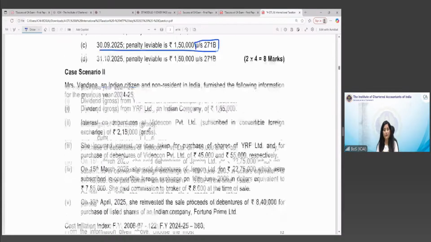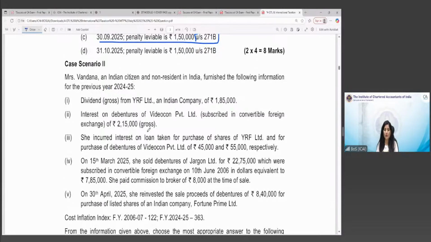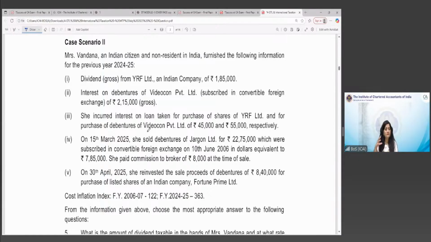Next case scenario pertains to non-resident taxation. Basically non-resident taxation, very general case scenario, and it's very easy. I think you have studied it, and it can be seen that you have gone through your things and you have done your revisionary stages, right? So it's very easy. Here Mrs. Bandana is already given as an Indian citizen and a non-resident.